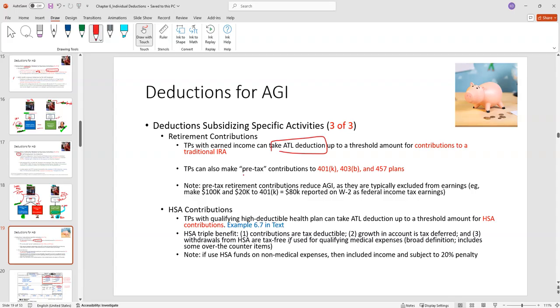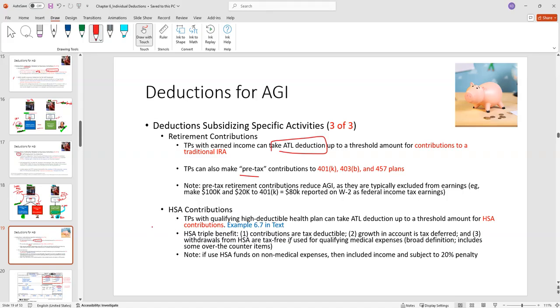In distinction, right, you can also make pre-tax contributions to a 401k, a 403b, or a 457. Those are more exclusions than they are deductions. They're just going to take those right off the top.